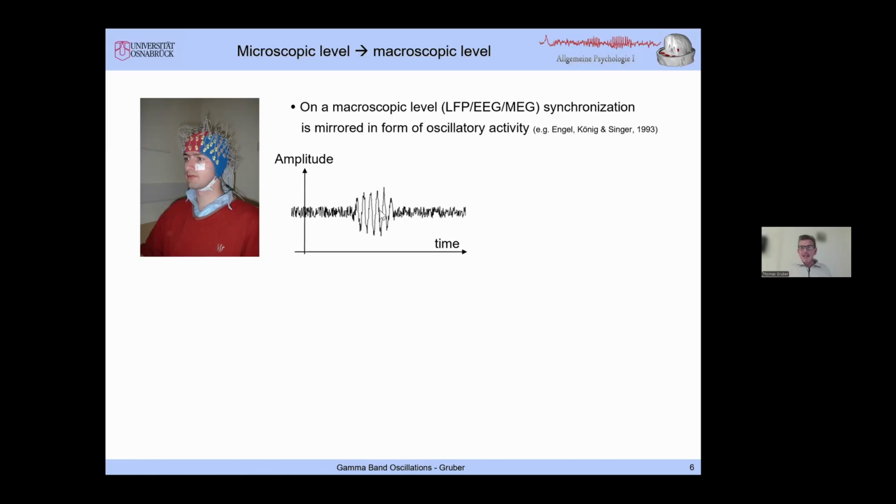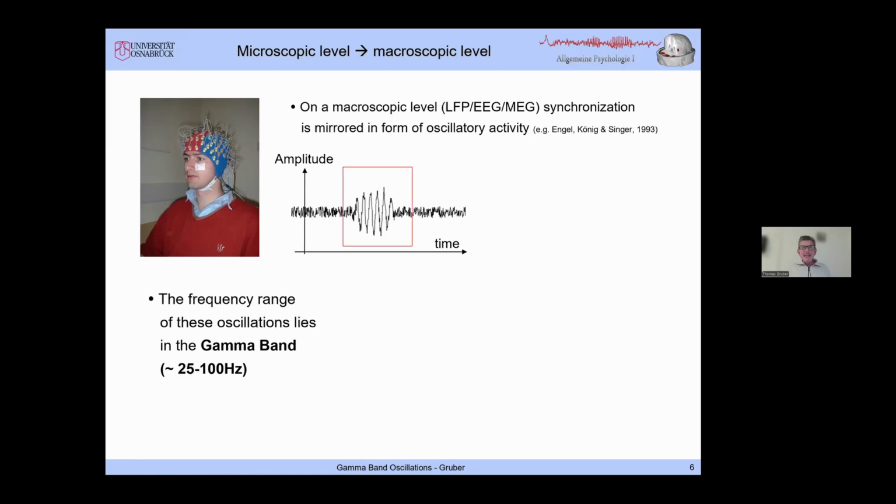And this oscillation does not occur in any frequency, but here this red square indicates an oscillation in a frequency range from around 25 to 100 Hertz. This is the so-called gamma band. The frequency bands in the EEG, they are named by Greek characters. The most famous band in the EEG is the alpha band, discovered by Berger already in the 1920s, around 10 Hertz. And then there's a theta band and the beta band and the gamma band. This binding band lies between 25 and 100 Hertz.